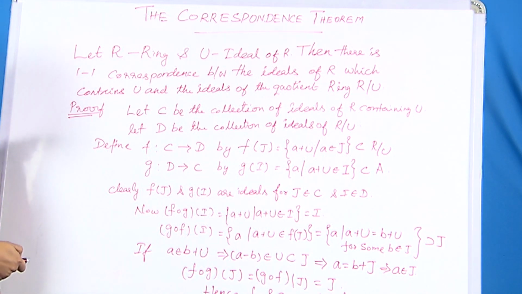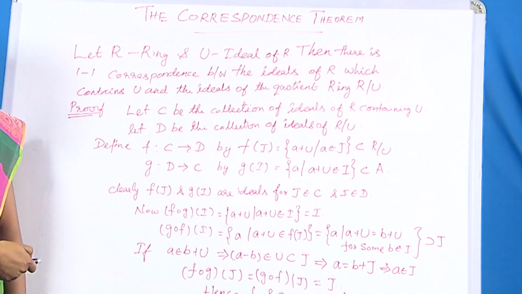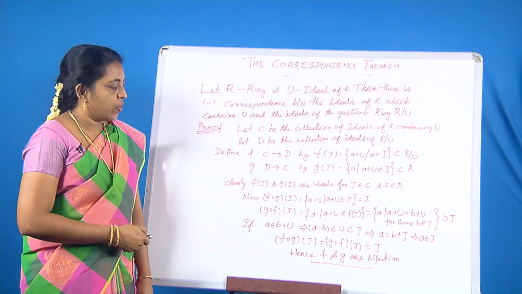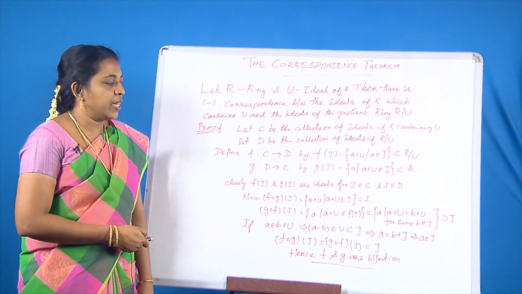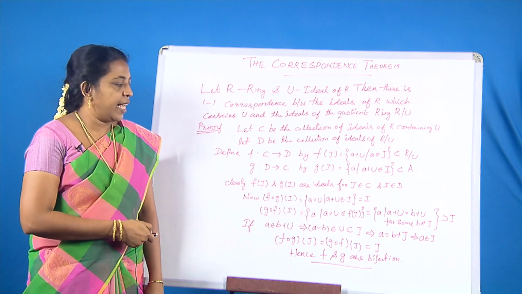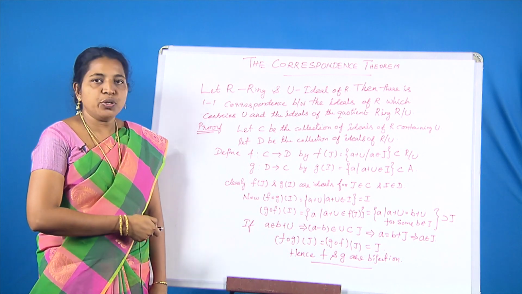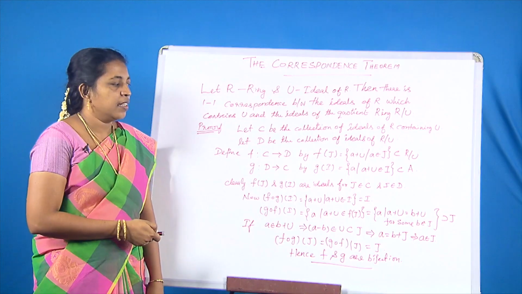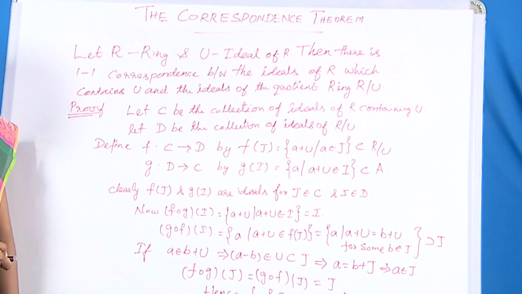f composition g of I equals the set of all a plus U such that a plus U belongs to I, that is the same as I. And g composition f of J equals the set of all a such that a plus U belongs to f of J, that is equal to the set of all a such that a plus U equals b plus U for some b belonging to J, which is a superset of U.